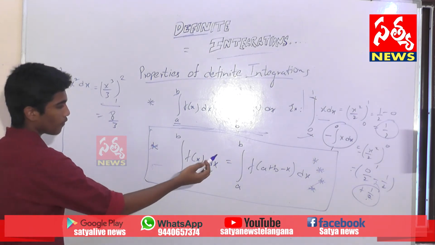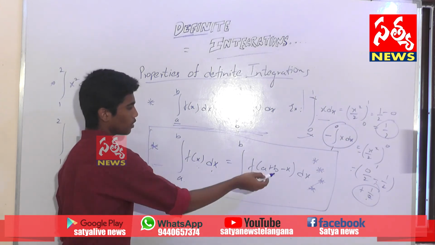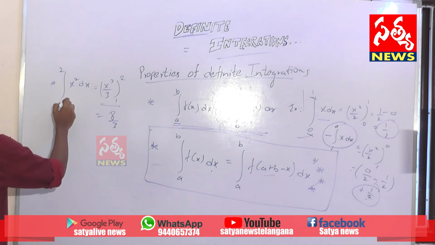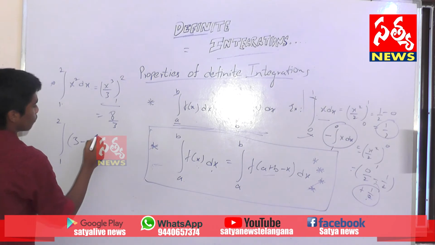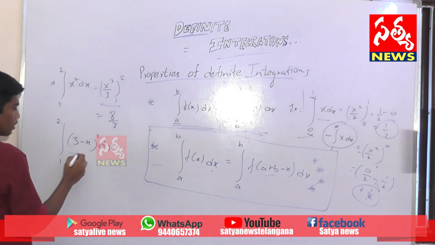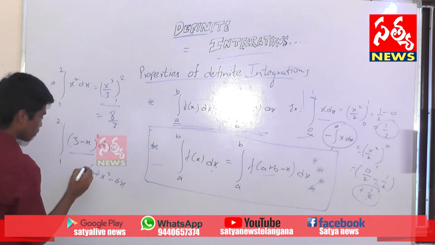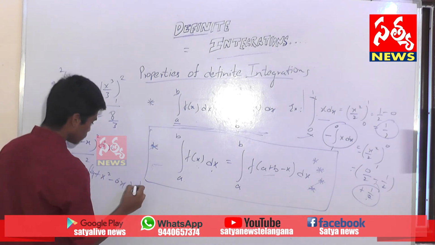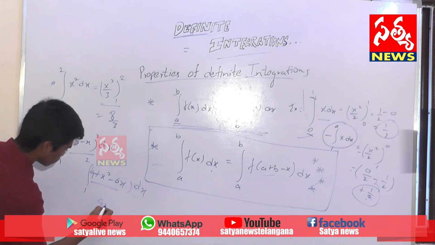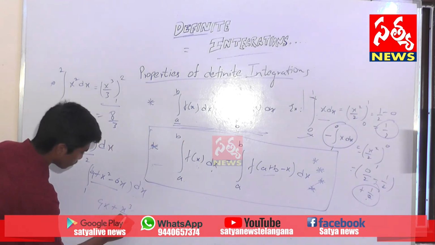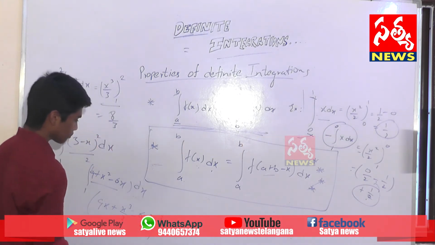f of x means f of a plus b minus x, meaning in terms of x we have to add a plus b and subtract x. What are a plus b? 1 to 2, 1 plus 2, 3 minus x whole square dx. By expanding it, we get 9 plus x square minus 6x, 1 to 2 whole dx. Now integrate it. 9x plus x cube by 3 minus 6x square by 2. Limits are from 1 to 2.